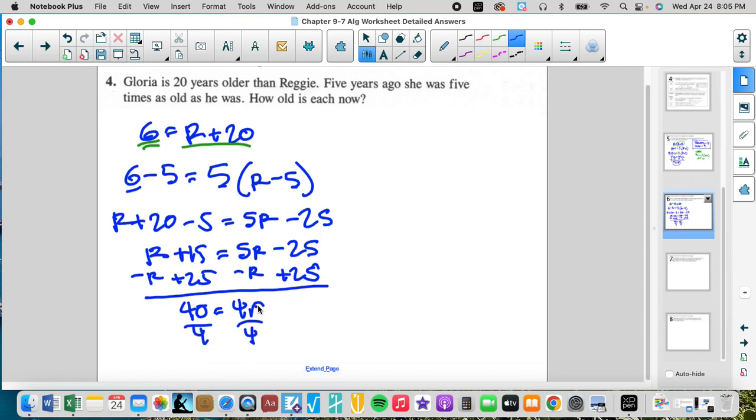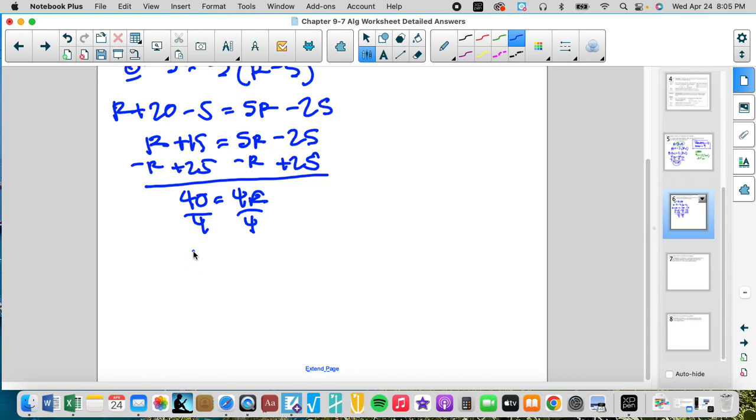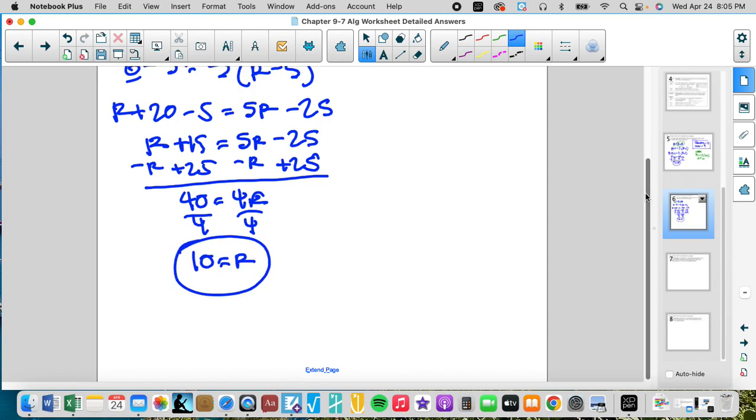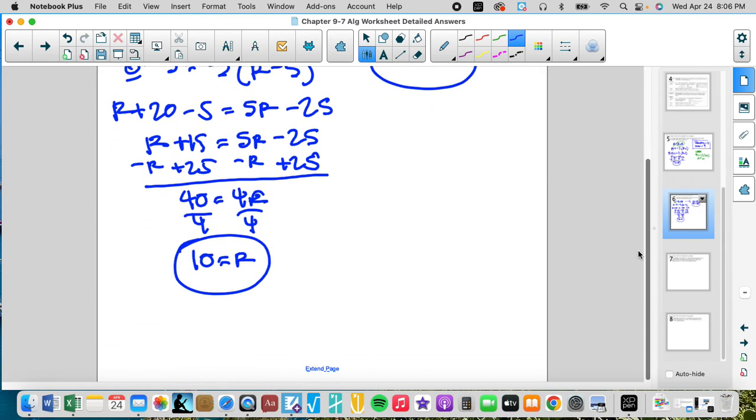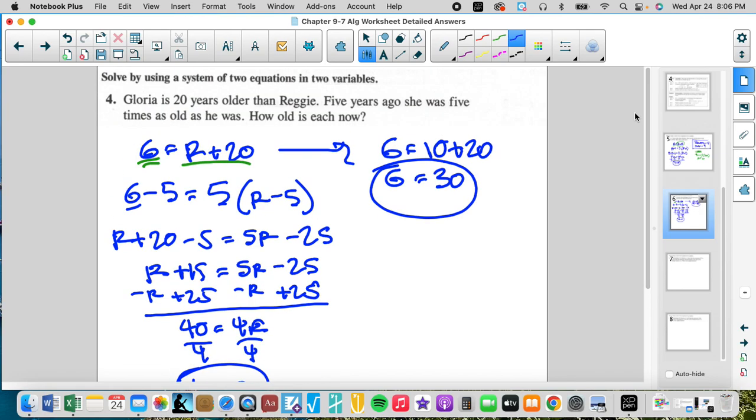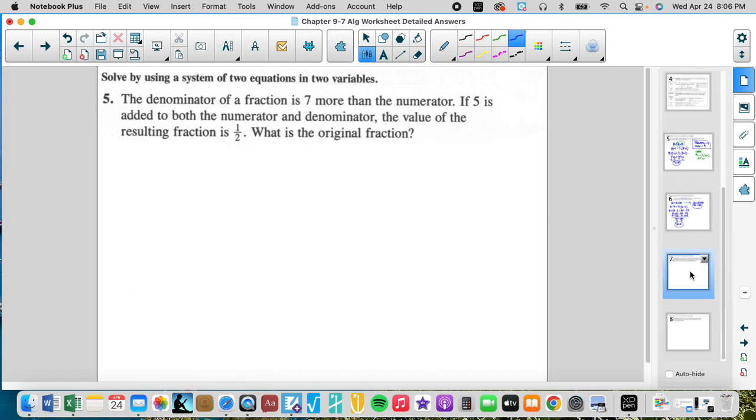Reggie is 10. So Reggie is 10, and Gloria equals 10 plus 20. So Gloria equals 30 years old. Reggie's 10, Gloria's 30. That works on the top equation. 25 equals 5 times 5. Yeah, that works. Okay, we're doing good.